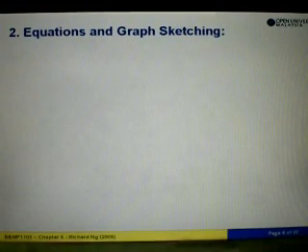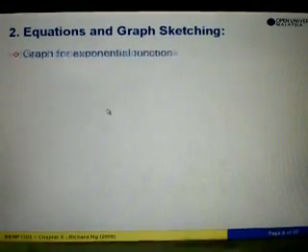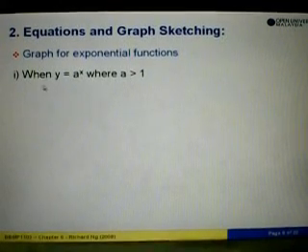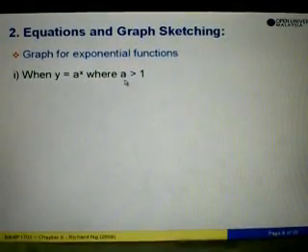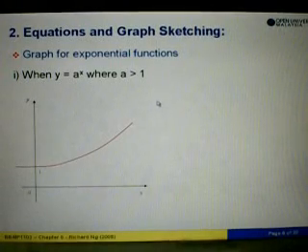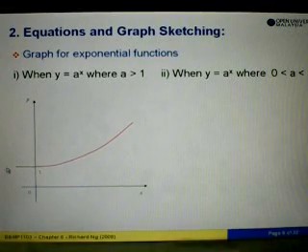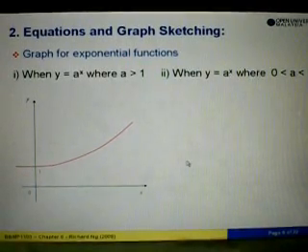Okay, now let's continue with equations and graph sketching. For exponential functions, say for example we are given y equals a to the power x, where a must be greater than 1, then the graph will be something like this. Okay, passes through 1 but moving upwards to the right.